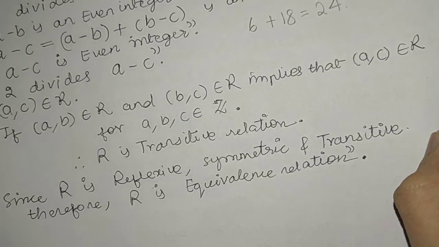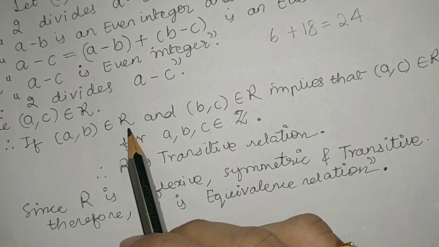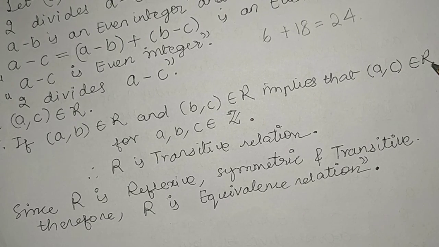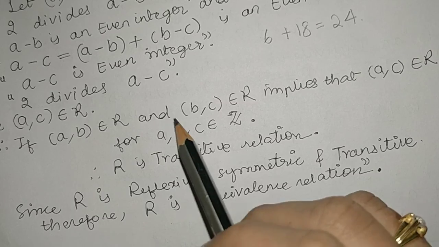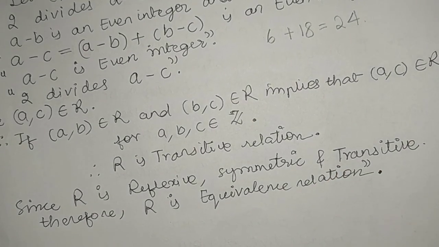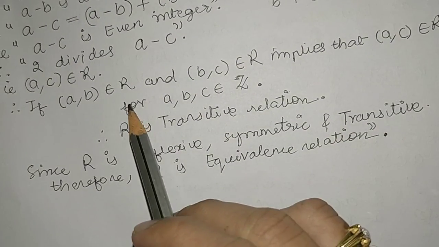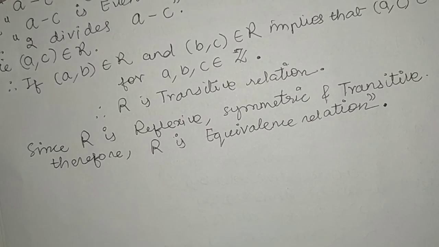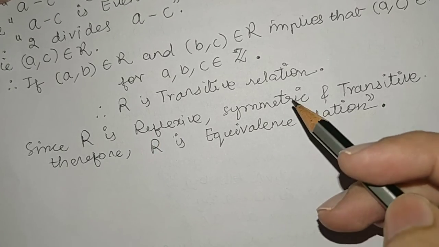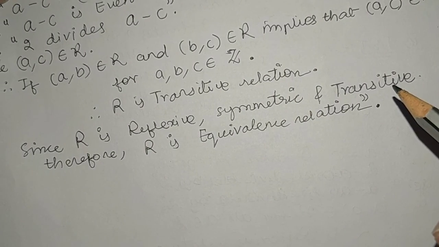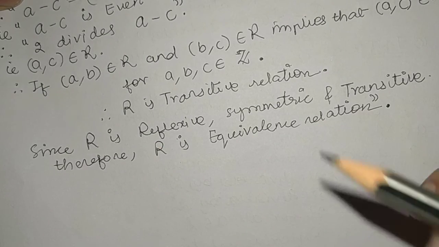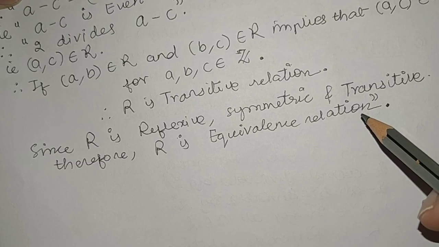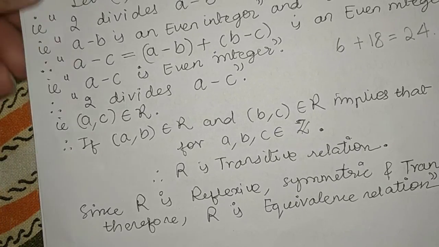So what did you get? If a comma b belongs to the set R and b comma c belongs to the set R, it implies that a comma c belongs to the set R, for all a, b, c belonging to the set Z. Therefore R is a transitive relation. Now we have proved that R is reflexive, symmetric as well as transitive. Therefore R is an equivalence relation. So that was example number 2.